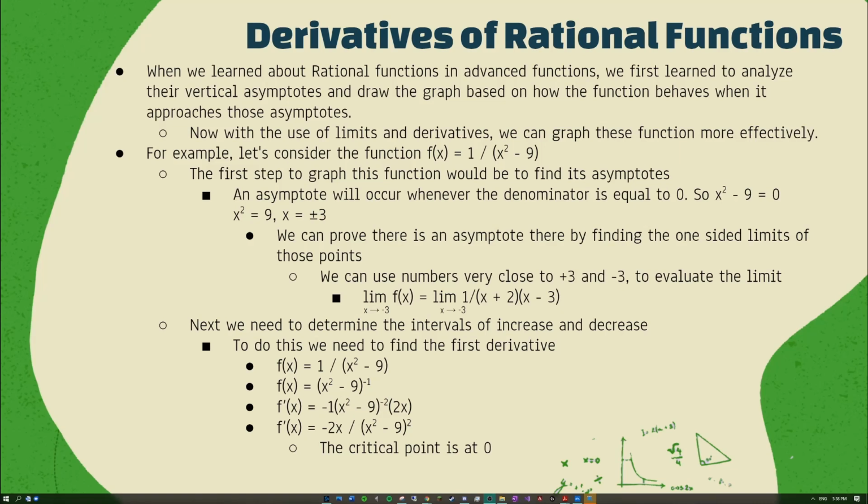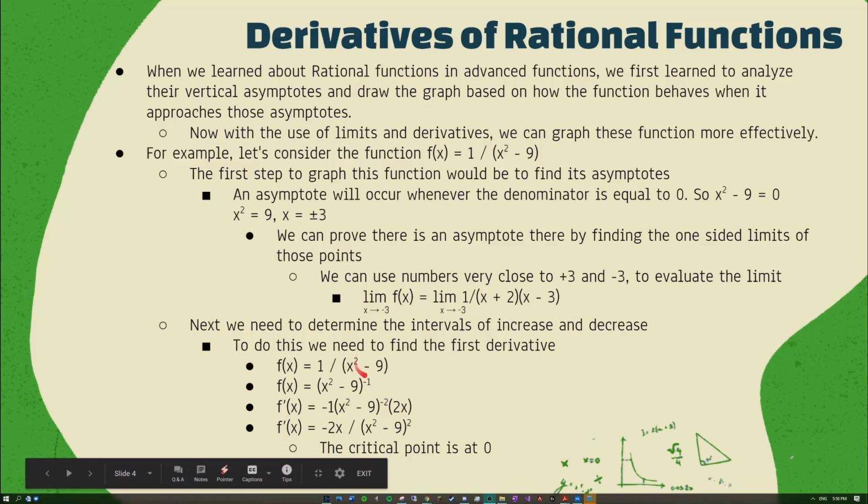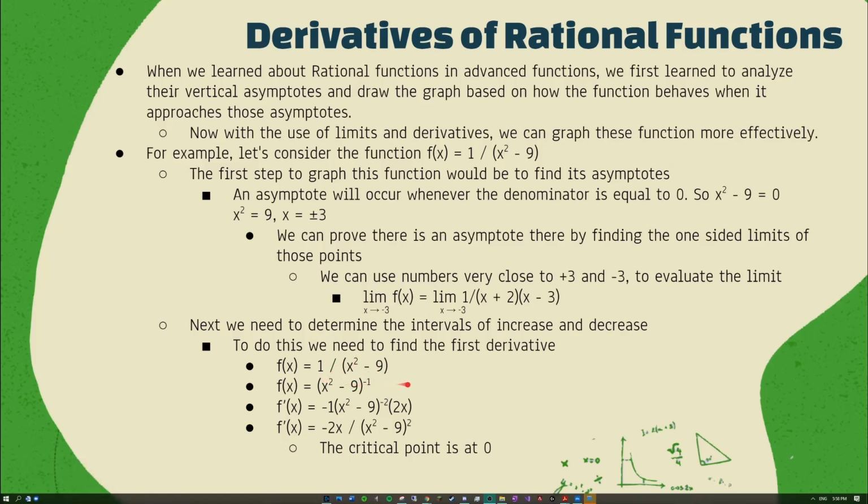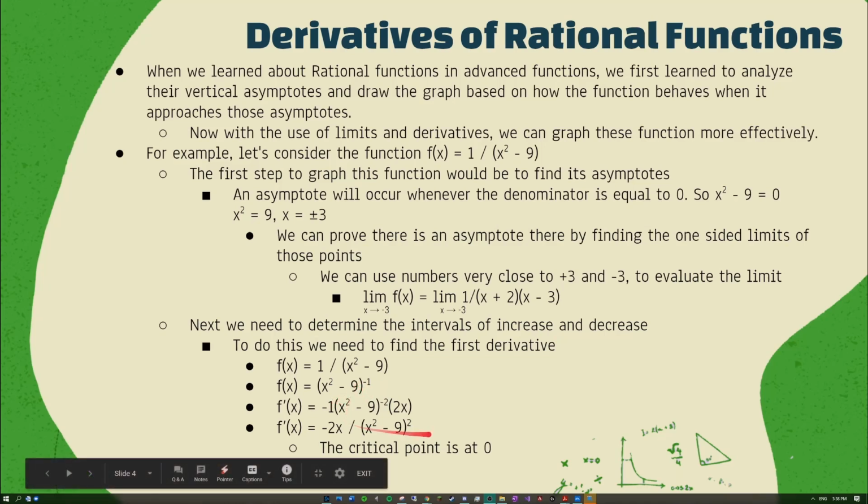So given f of x, we can easily find the first derivative of it. Here we just rewrite x squared minus 9 in the denominator as x squared minus 9 to the power of negative 1. Now we can apply our power rule and the chain rule, and we would figure out that f prime of x is equal to negative 1 times x squared minus 9 to the power of negative 2 times 2x.